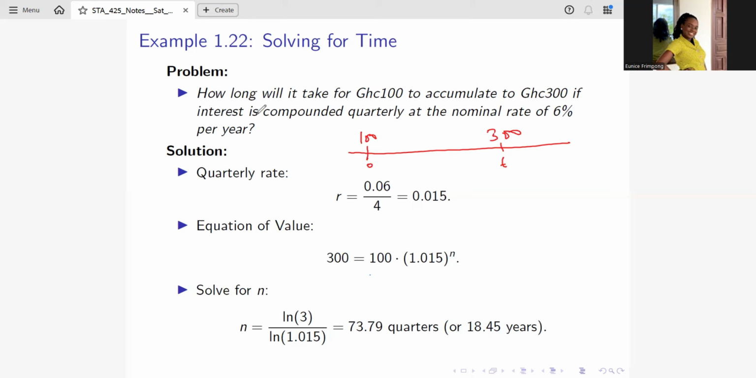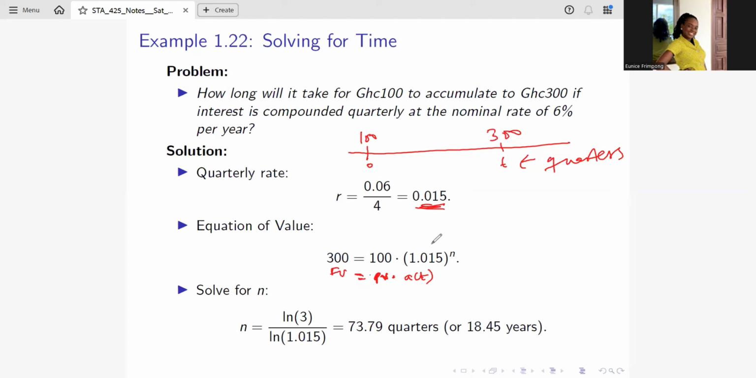So if I want to know the quarterly rate, that's what I did here, 0.06 divided by 4, which is 0.015. So by equation of value, this T here is not years, this T here is number of quarters, because I'm going to use this quarterly rate. So this is my future value. My future value, which is 300, is equal to my present value times my accumulation function, okay?